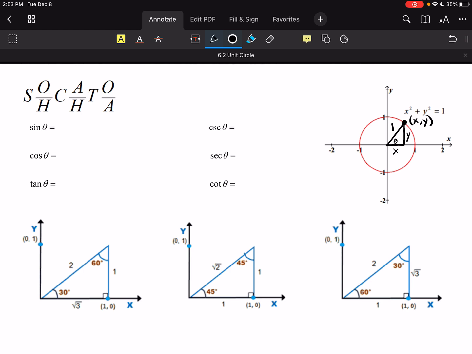So if I think about SOHCAHTOA and relate that to sine, cosine, and tangent, sine of theta is opposite over hypotenuse, so y over 1, which would just be my y value. Okay. Cosine of theta would be the adjacent over the hypotenuse, so x over 1, which would just be my x value. And then my tangent would be the opposite over the adjacent, so y over x, or sine of theta over cosine of theta. Okay.